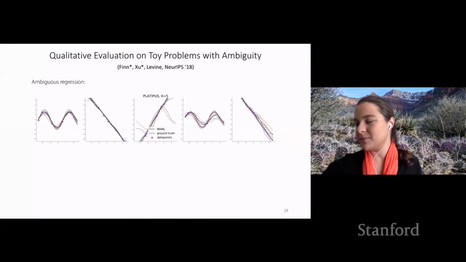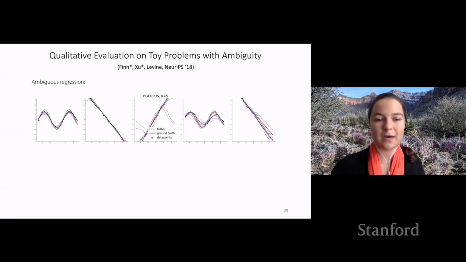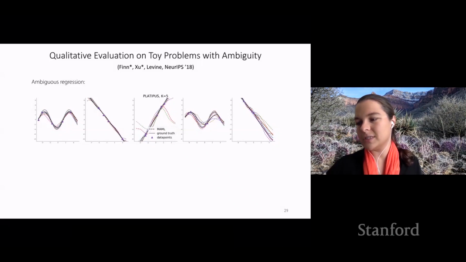So for example, in this case, because all the data points are up here, it's unclear exactly which line is the true line of the function. And in this case, because the data points are here and up here, and because there's noise in the data, it's unclear if the function is a sinusoid or a linear function.